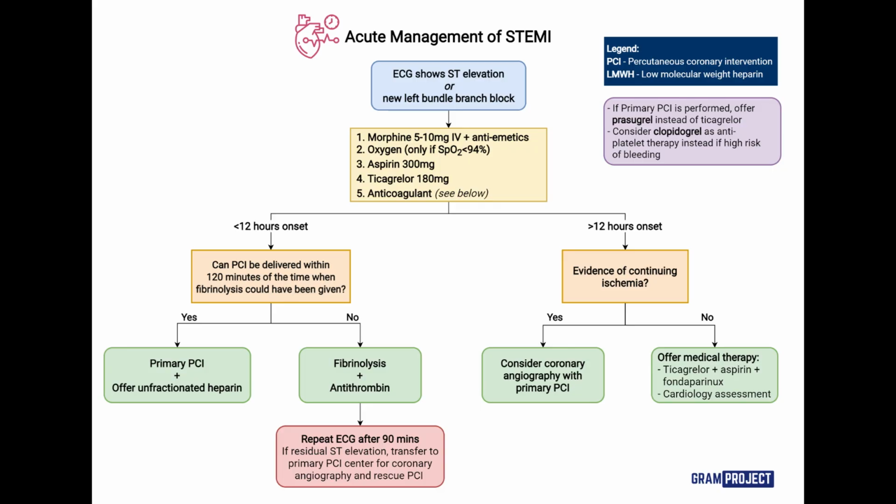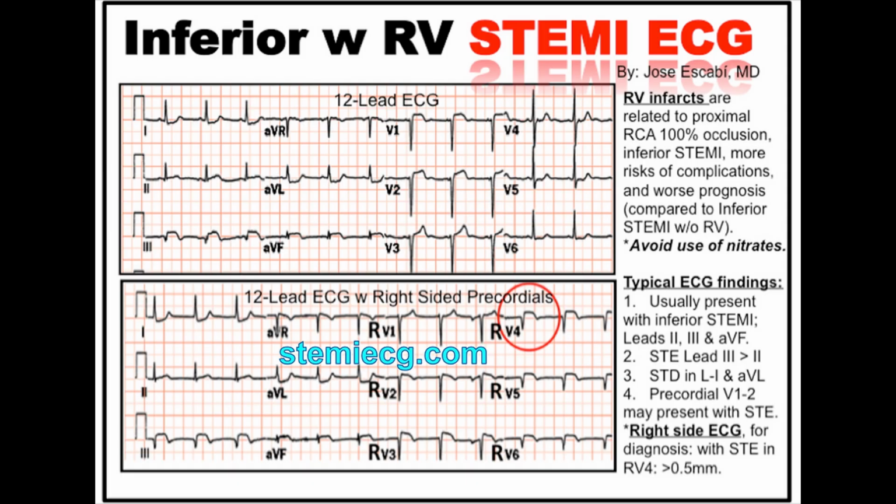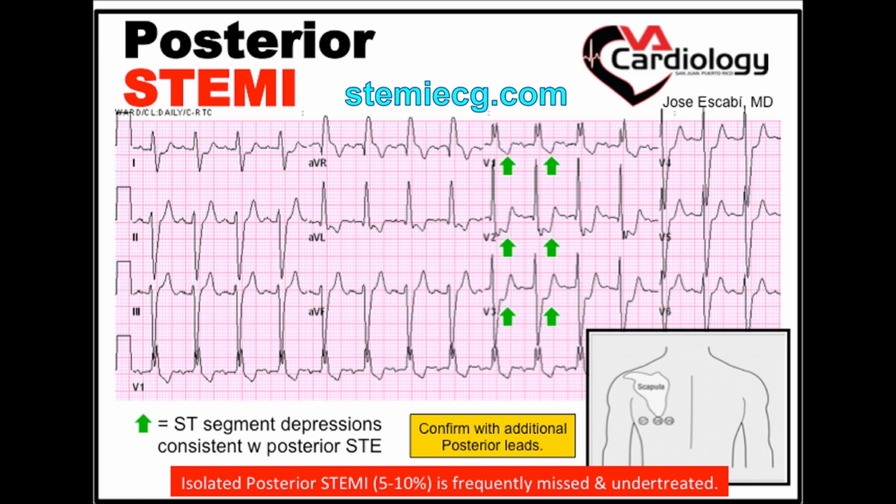Could the location of that initial STEMI, say, inferior versus anterior, actually predict which mechanical complication you need to worry about most in the following days? Something like a papillary muscle rupture causing sudden valve failure, or even a hole developing between the ventricles. That electrical map today might just tell you where the structural time bomb is ticking for next week.